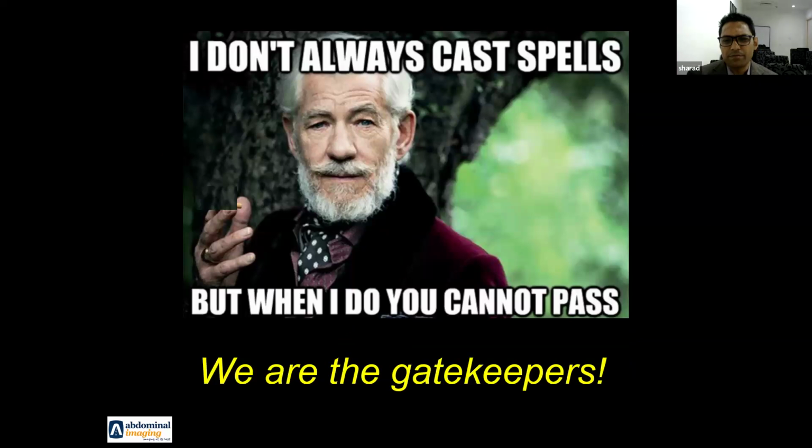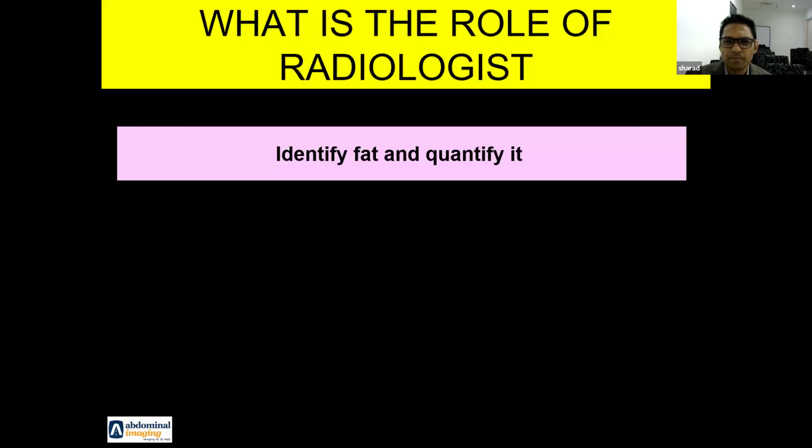So what are we? We are the gatekeepers. We are the first people who identify fat, and we just can't leave it there. So we have a responsibility here. Our role is, first, to identify the fat. Number two, quantify it. If you're doing ultrasound, mild, moderate, severe; if you have a CT scan, you can measure the Hounsfield units.